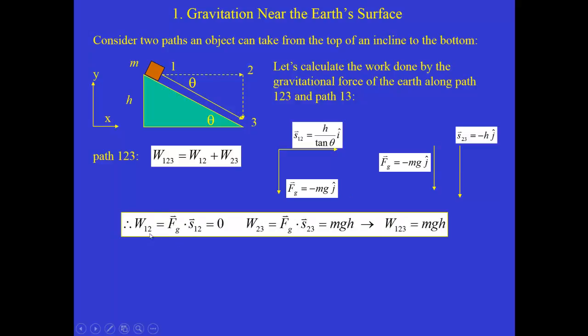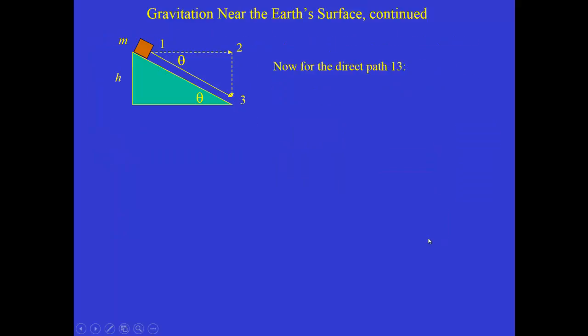So work 1-2 is the dot product of the gravitational force and displacement S12, that's 0. Work 2-3 is the dot product of the gravitational force and the displacement S23. Those are parallel to each other, and so the work done is mgh. The minus signs, of course, cancel because the two vectors are in the same direction. So therefore the work done as we go from position 1 to 2 and then 2 to 3 is mg times the height h. Now let's look at the same object but calculate the work done on it as it moves along the incline from position 1 to position 3 directly in a straight line path.